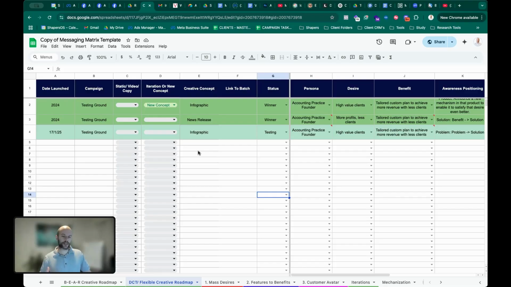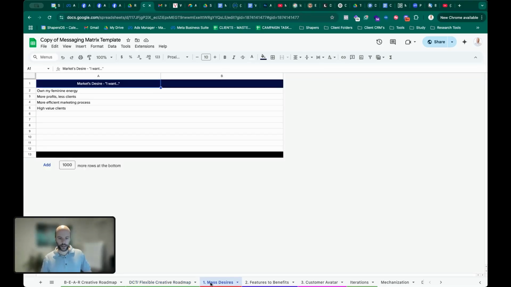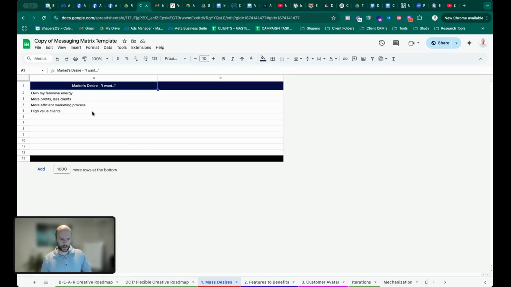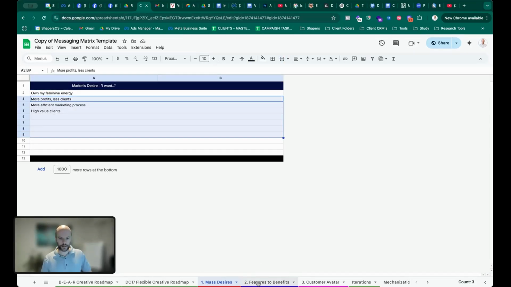This is how I document tracking new creative tests and new creative angles that we're testing. But where we start to document some of the information as well is in here, we'll list out all the desires of that market, and there's just some random things in there at the moment.